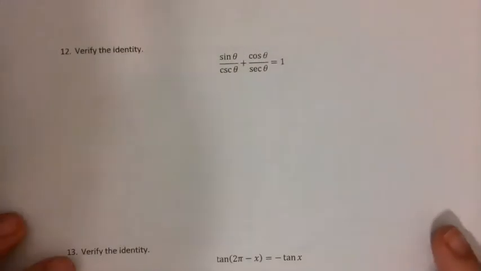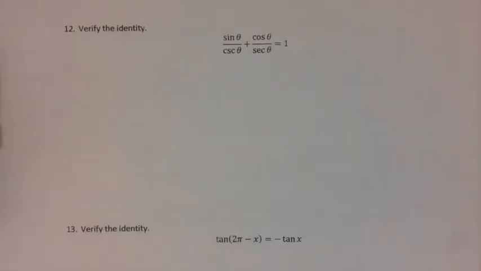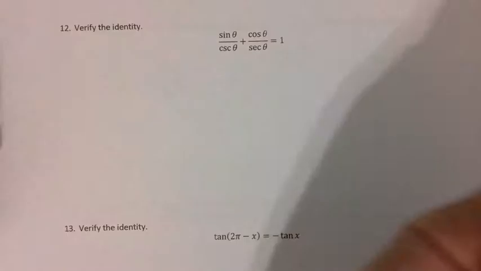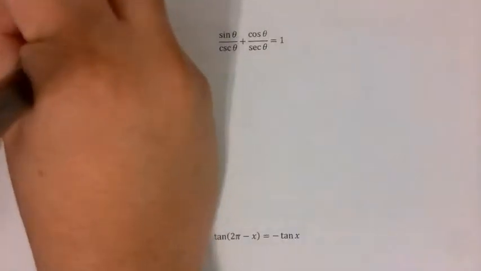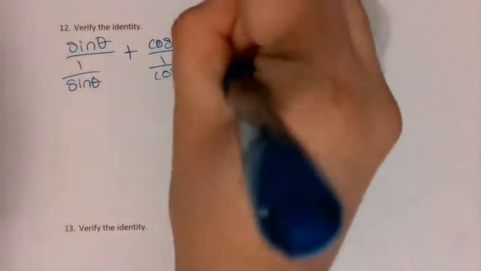This one wants me to verify the identity. I'm going to work on the left side because there's more to work with. So I'm going to rewrite the cosecant and secant so they turn into sines and cosines. So I have sine theta over 1 over sine theta plus cosine theta over 1 over cosine theta still equals 1.